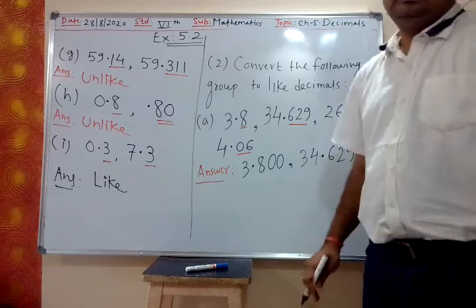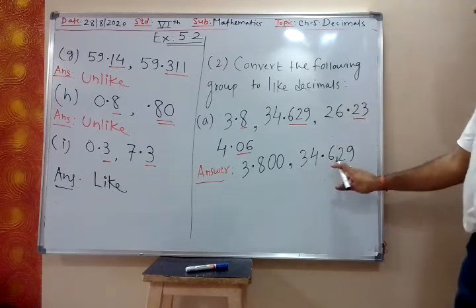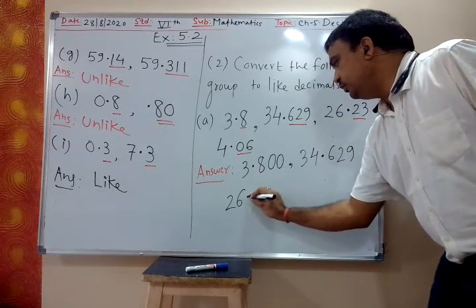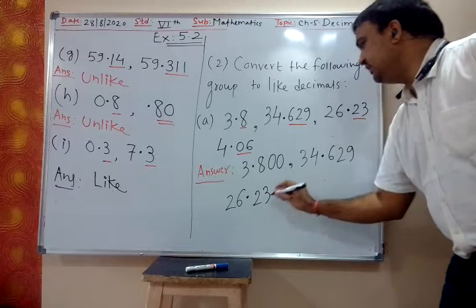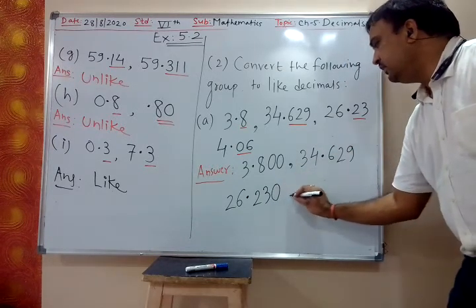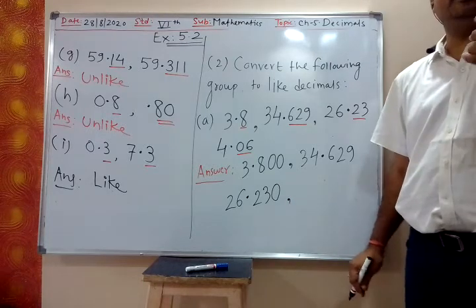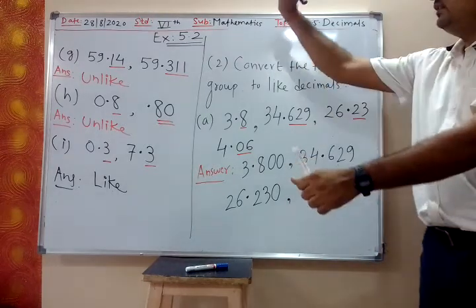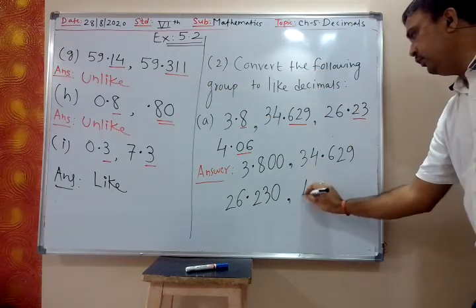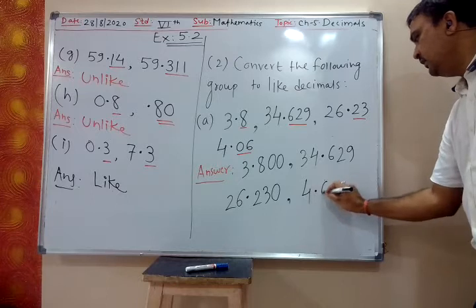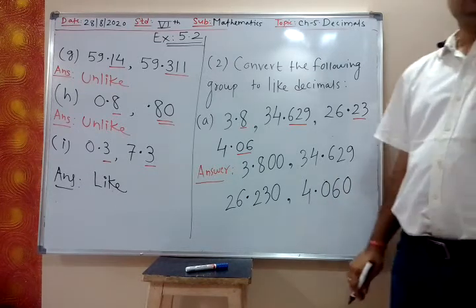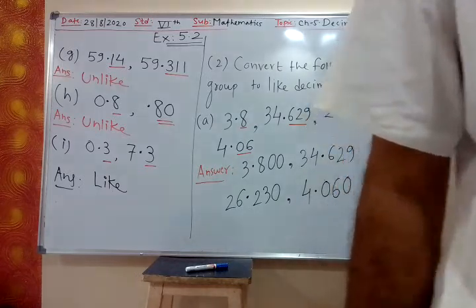34.629 has 3 digits. Then 26.23. We want 3 digits after the decimal, so I will add 1 zero to the right. Always add zero to the right of the decimal. Then 4.06, we add 1 zero.